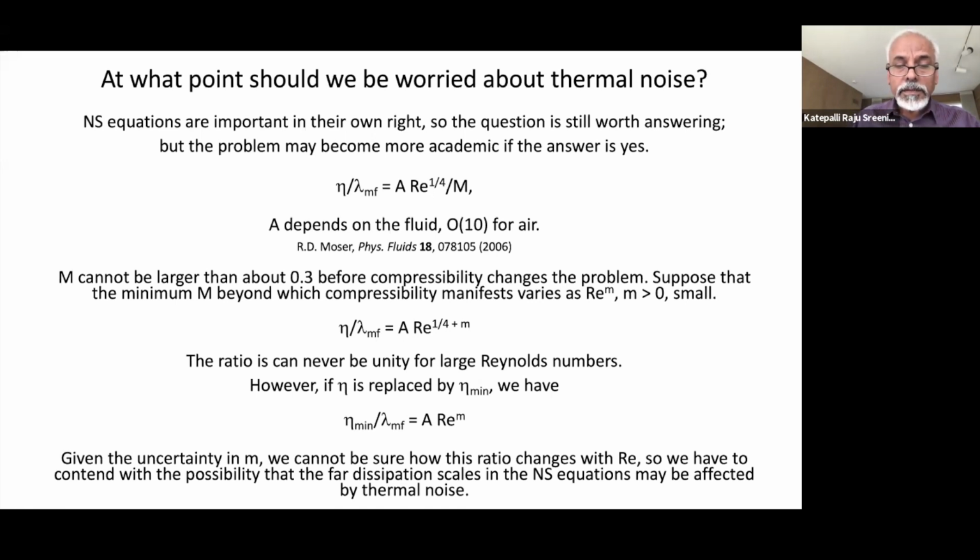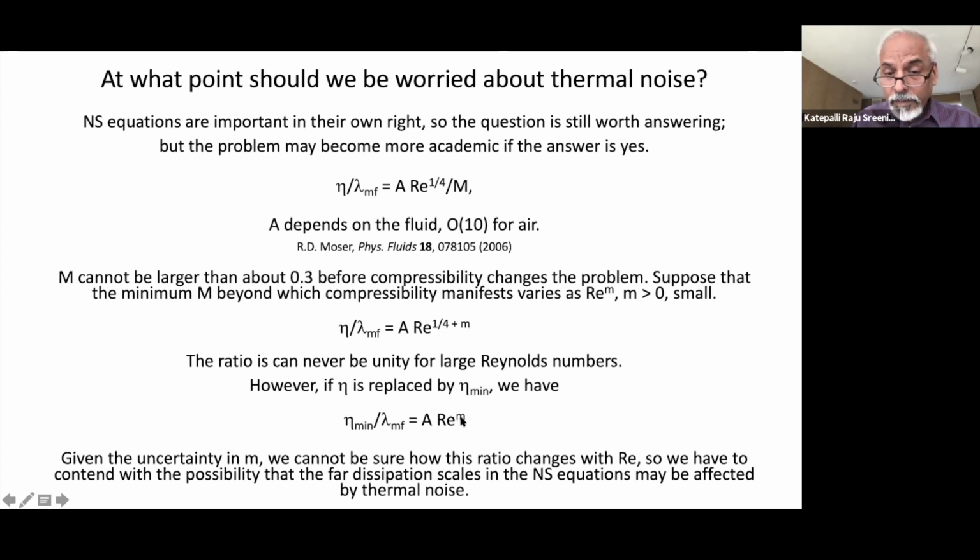On the other hand, if I say that eta is not the smallest scale, but it is replaced by the eta minimum that I already computed for you, which is this eta times Reynolds number to the power quarter, then I have this result. Eta minimum divided by the mean free path is A times Re to the power m, where m is some small positive number. And I don't know too much about it. Therefore, I'm really not sure whether it exists or not.